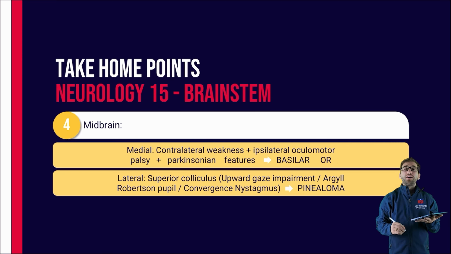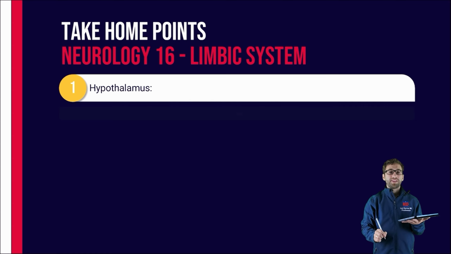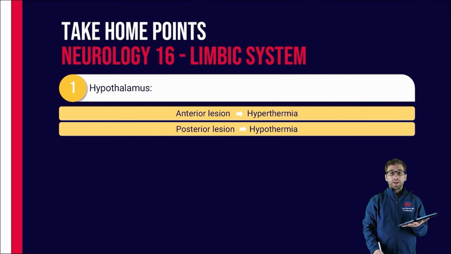Part 16. Welcome to our take-home point session for Neurology 16, focusing on the limbic system. Well, the hypothalamus is a critical component of the limbic system, regulating various autonomic and endocrine functions. Different lesions in the hypothalamus can lead to specific disorders. A posterior hypothalamic lesion can cause hypothermia, while an anterior lesion can result in hyperthermia.